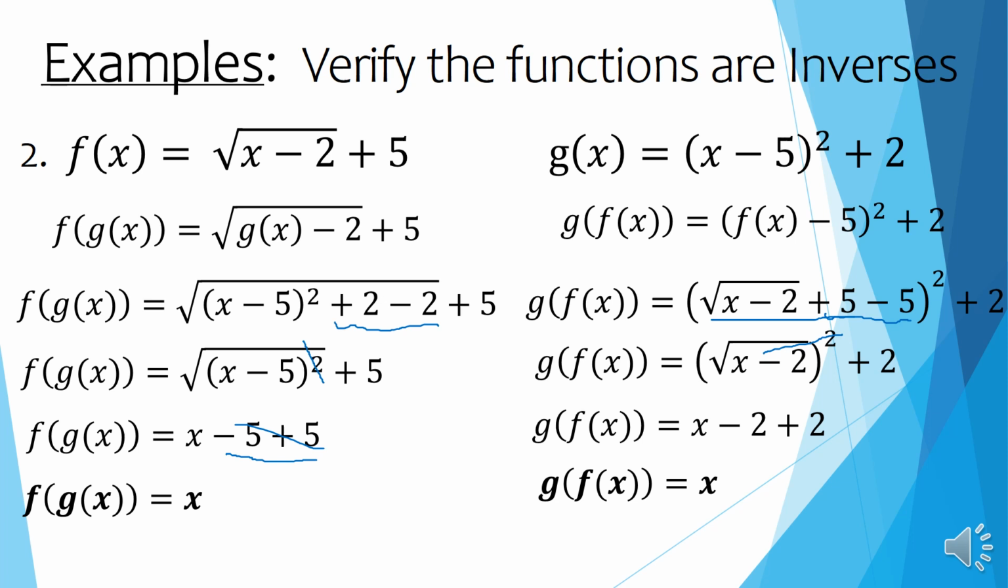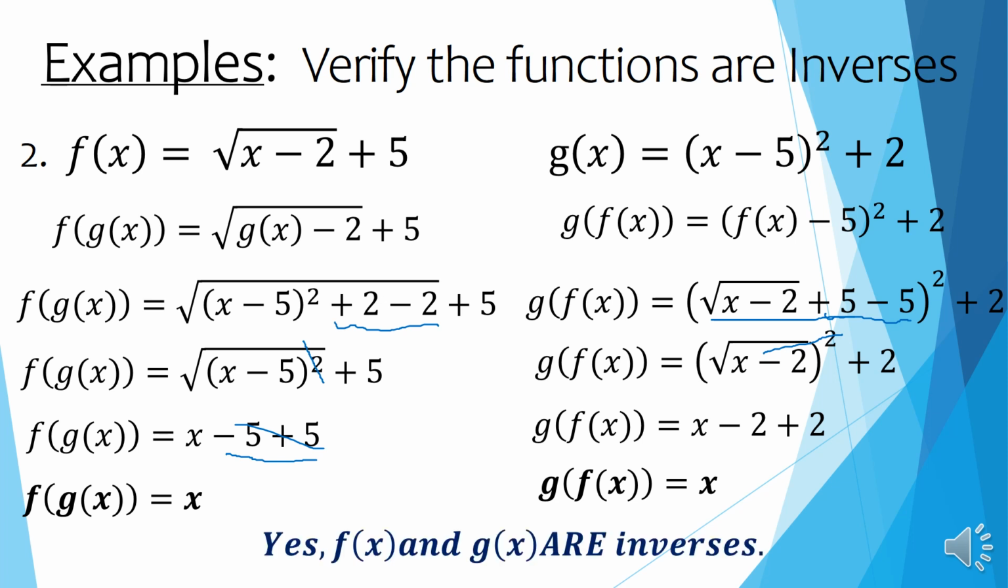Perfect. So that proves that since the compositions f of g and g of f both equal x, they reflect over the line y equals x, and these two functions again are inverses. Okay, there's got to be some that aren't. Let's see if we can come across one.